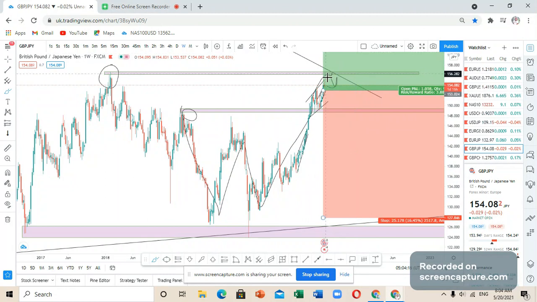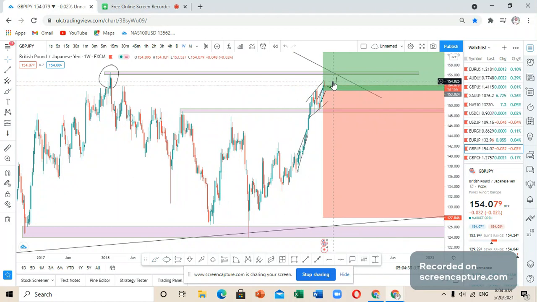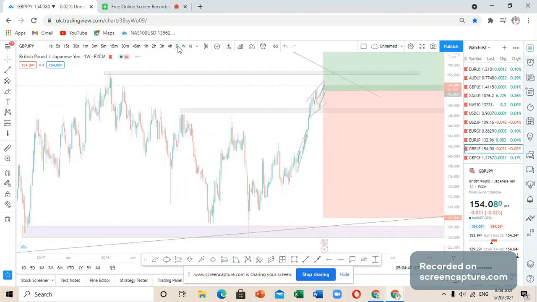Or if the market decides to move to the upside, make a breakout here, it is also to our benefit, because if it moves to the upside, then I'm also planning on capitalizing on the move that will be made to the upside or to the downside. But currently, I'm just waiting to see how the markets are going to behave. So that is from the daily time frame.